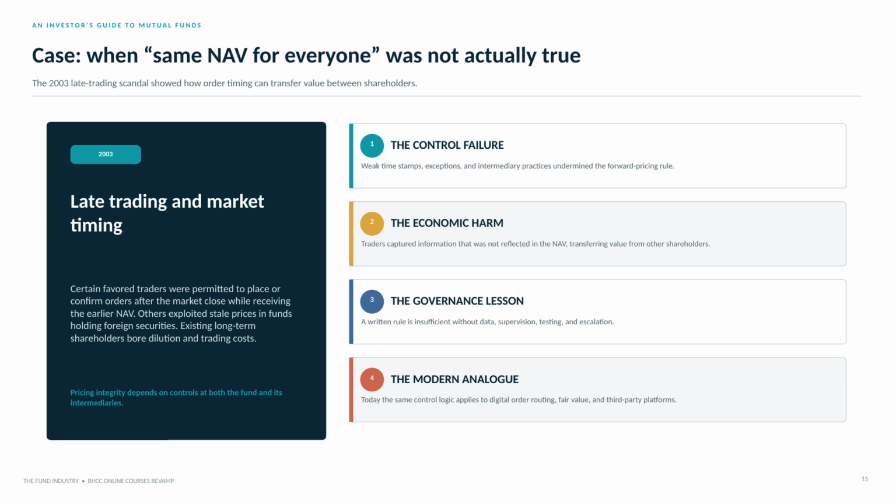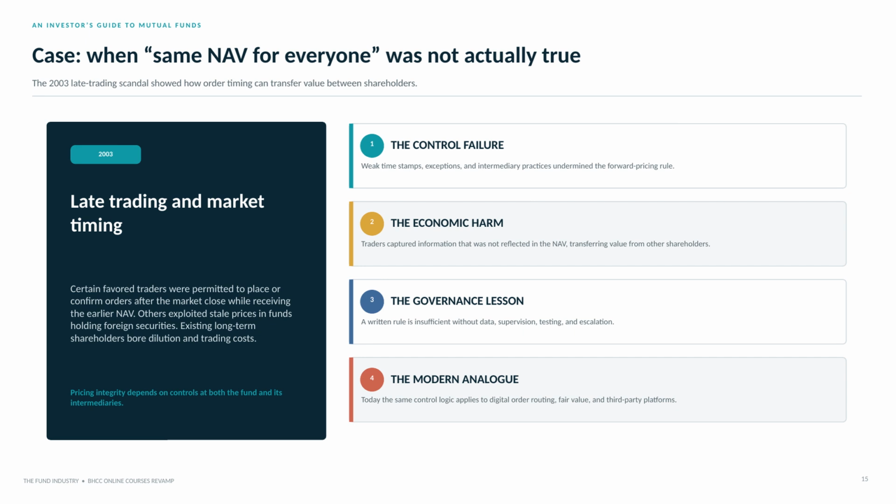Some favored traders were allowed to place or confirm orders after the market close while still receiving the earlier NAV. Others exploited stale prices in funds holding foreign securities. Their gains came at the expense of long-term shareholders through dilution and added trading costs. The control failures included weak timestamps, exceptions, poor intermediary supervision, and inadequate escalation.